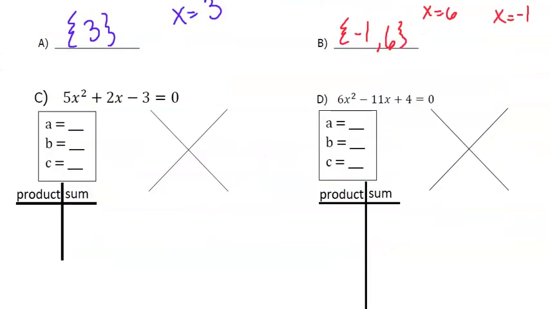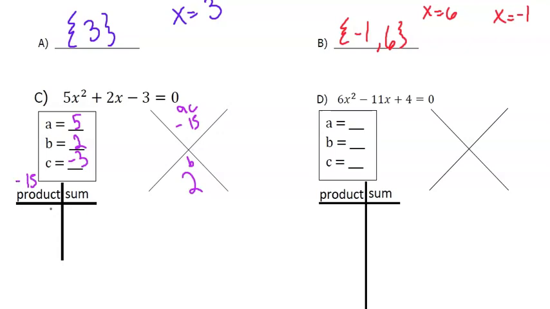Let's look at C. 5x squared plus 2x minus 3 equals 0. It already equals 0, and there's no greatest common factor to factor out besides 1, so we can go ahead and identify A, B, and C. A would be 5, B is 2, and C is -3. So A times C is -15, and B would be 2. We're going to find two numbers that multiply to give you -15 and add to give you 2.